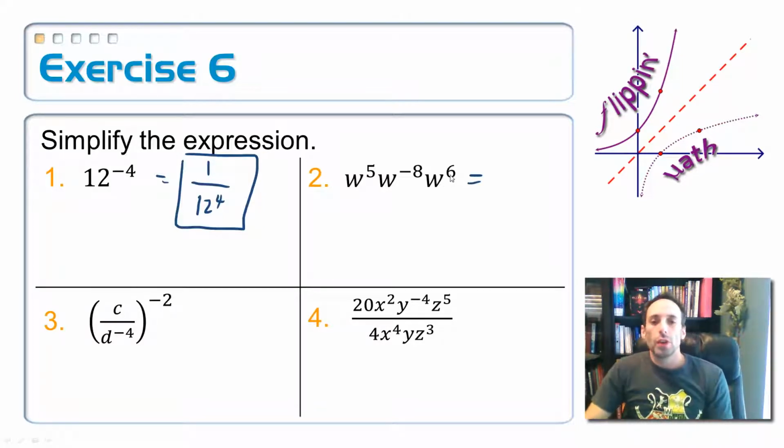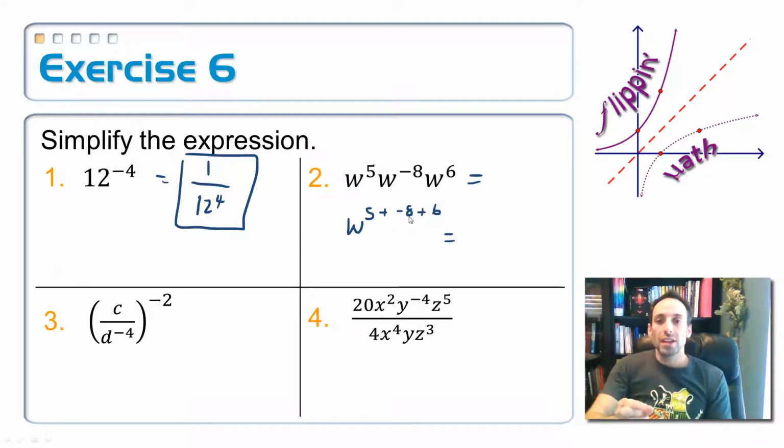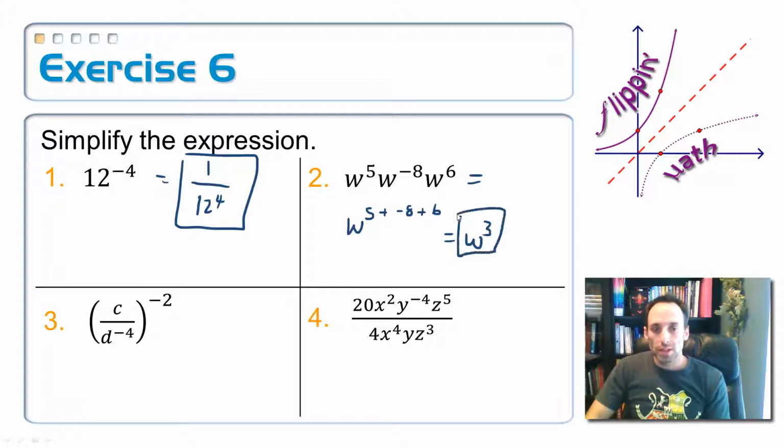Okay, so on the next one, this is basically all the multiplication property. So we get to just add up all these exponents. It's the same thing as w to the 5 plus negative 8 plus 6. So 5 minus 8 is negative 3 plus 6 is 3. So that's the same thing as w cubed.